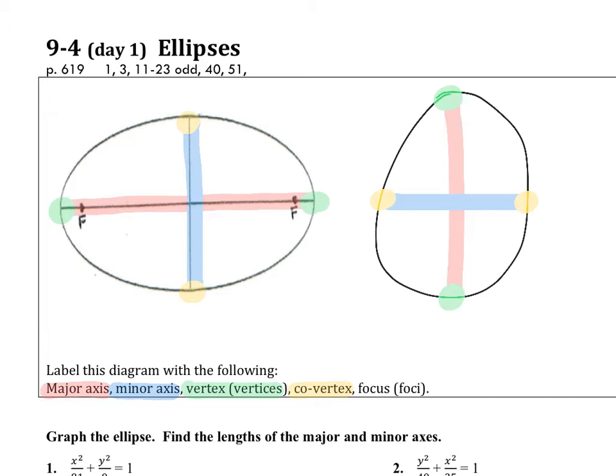And the foci are already labeled on the first ellipse, but we have to label them on the second ellipse. So they would be somewhere around here.